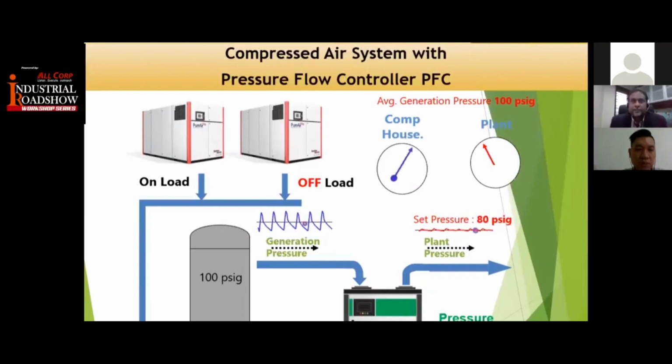So this is another simple example that you can look at: relocating your compressor plant to a cooler area. Let's say a 3 degree reduction in your intake air will save up to almost 1% usage of the compressor. So this is quite huge.